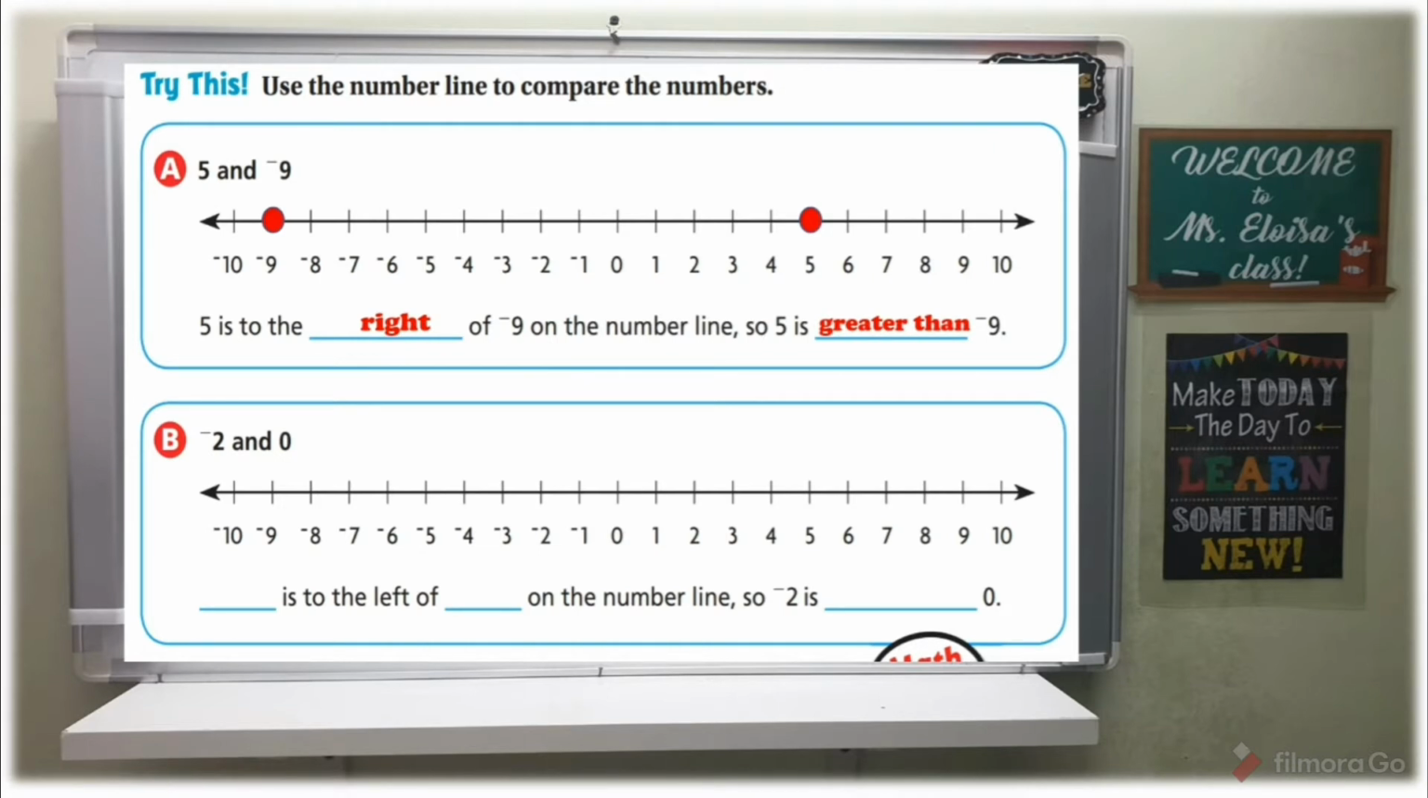Letter B, negative 2 and 0. Graph negative 2, that is between negative 1 and negative 3. 0, you can find it there, 0 between negative 1 and 1. So negative 2 is to the left of 0 on the number line. So negative 2 is less than 0.